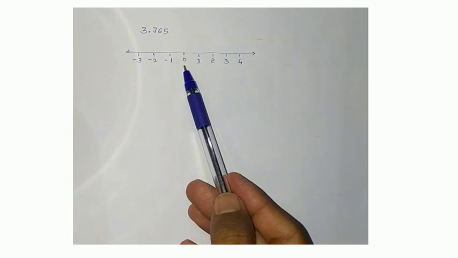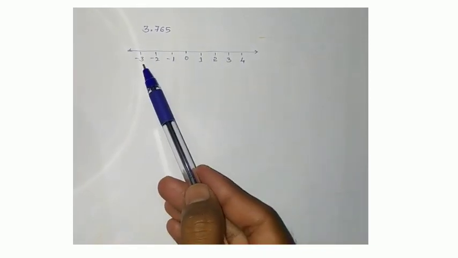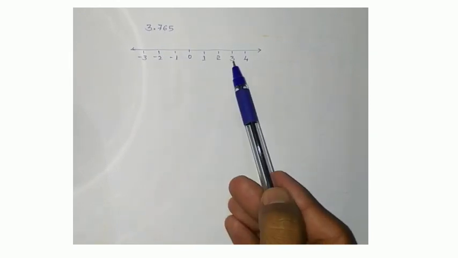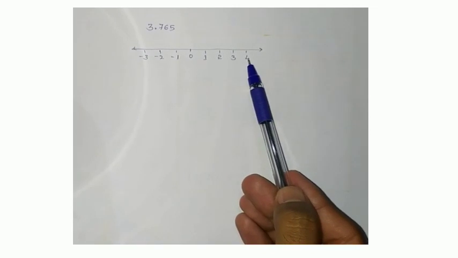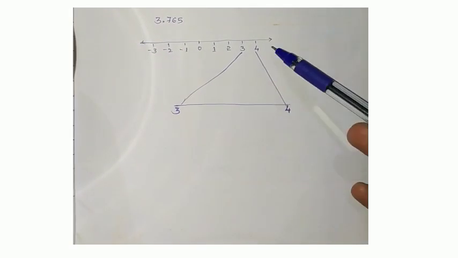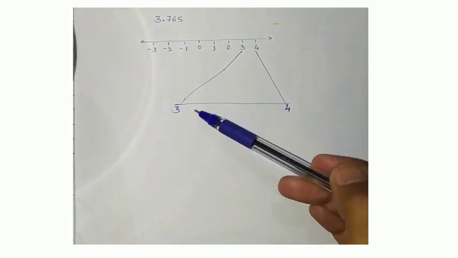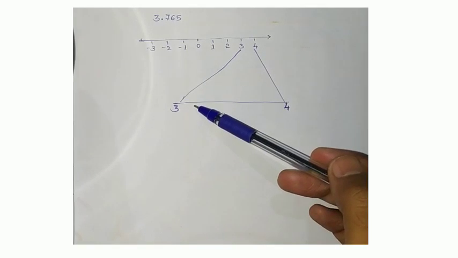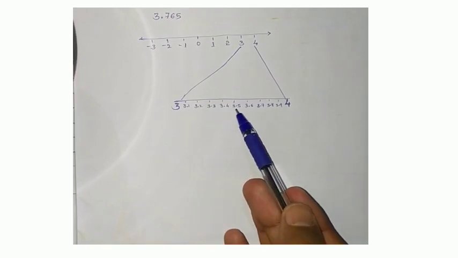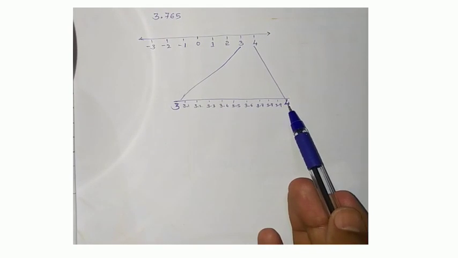We already know the number line represents all integers. On the right side we get positives, on the left side we get negatives. Here, 3.7 lies after 3 and before 4. When we magnify between 3 and 4, we get 3 and 4 separately. In between 3 and 4 we again get 10 decimals: 3.1, 3.2, 3.3, 3.4, 3.5, 3.6, 3.7, 3.8, 3.9, and again 4.0, that is our 4.